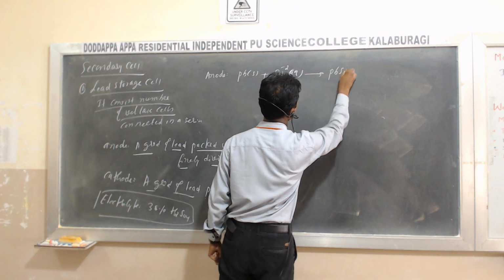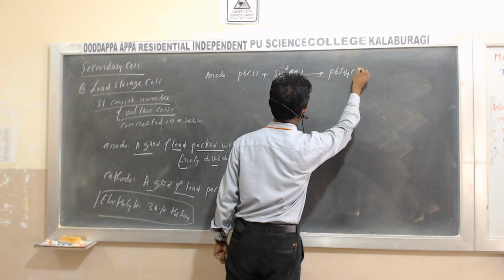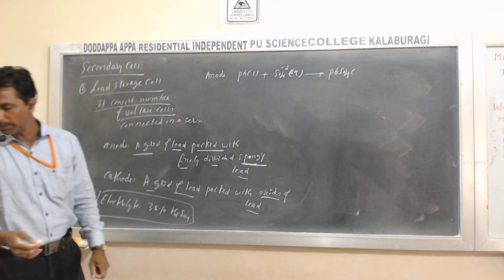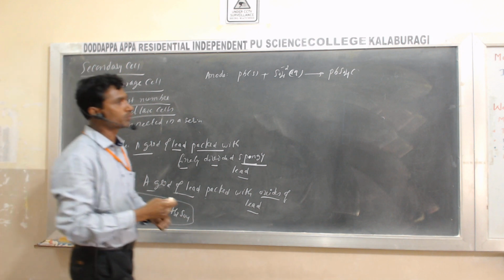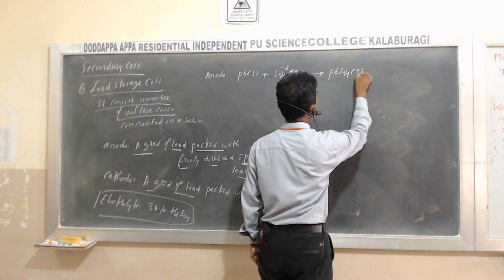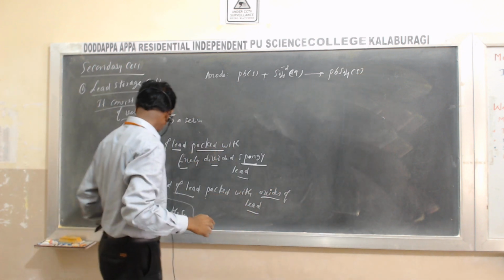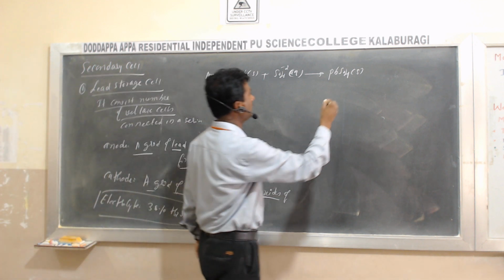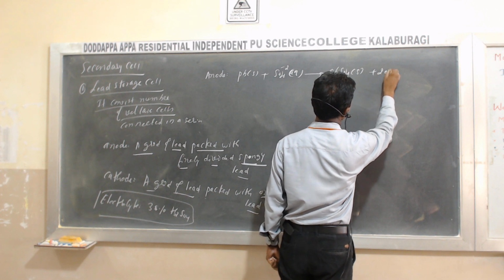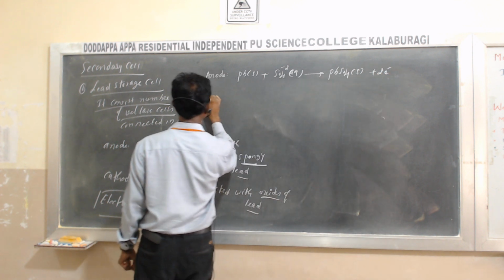This is PbSO4, a solid, plus it releases how many electrons? 2 electrons.